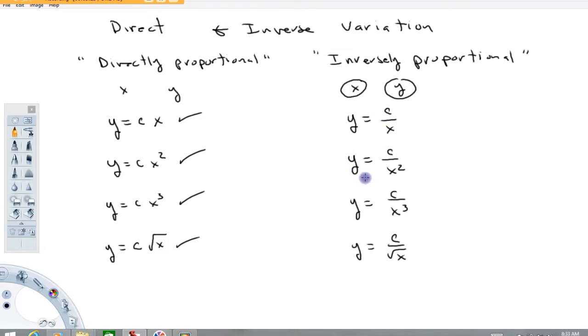This one is saying y is inversely proportional to x squared. This one is saying y is inversely proportional to x cubed. This one is saying y is inversely proportional to square root of x. And again, I could basically make an infinite number of examples of these.